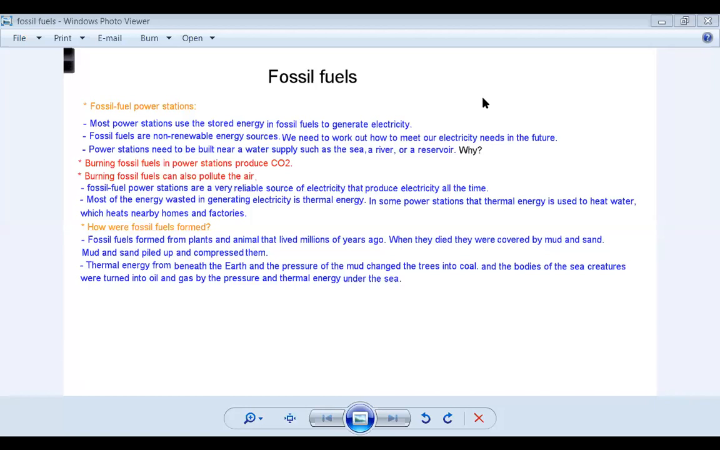So these sea creatures, when they were buried under the sea, had layers on layers of mud and sand. Even the current, when the water moves, can move the sand down, so it will cover up the dead creatures. Over millions and millions of years, they turned into oil and gas by the pressure and the thermal energy under the sea.